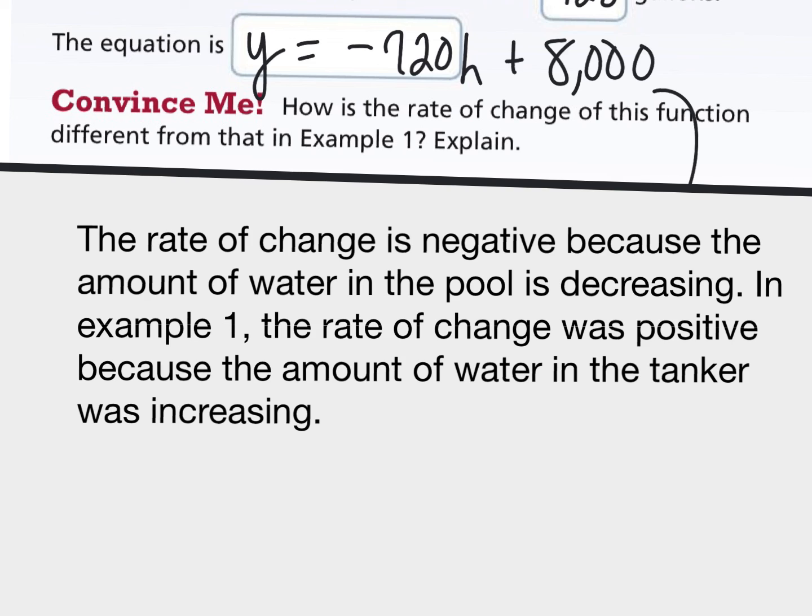Okay, so we'll have another video that goes over the remainder of this lesson, but this gives you a start anyway on connecting representations of functions.